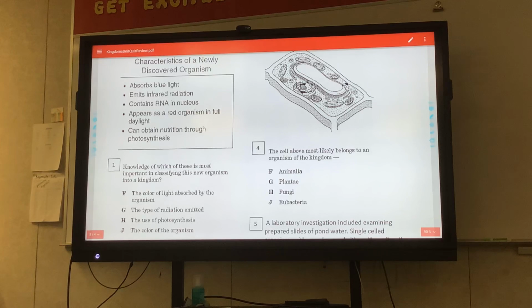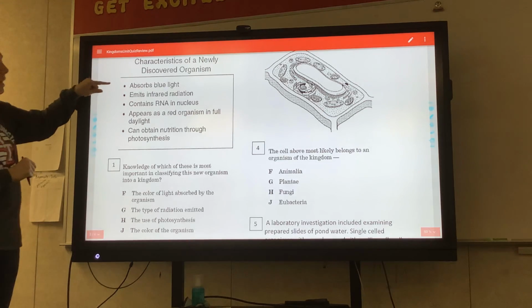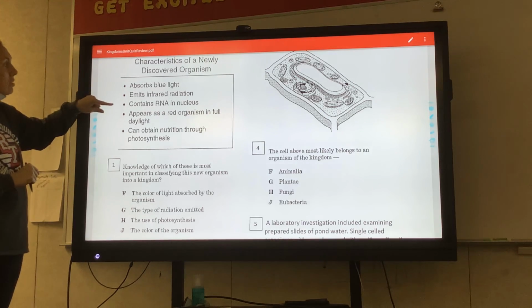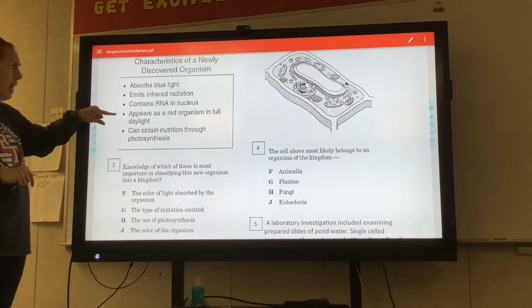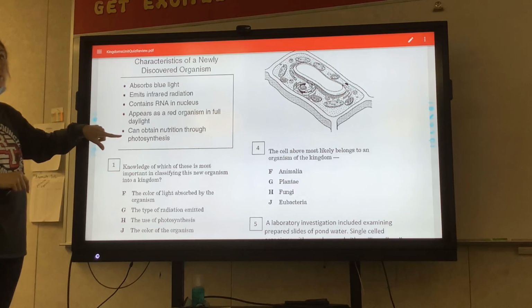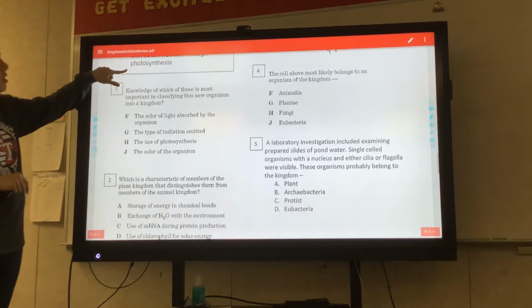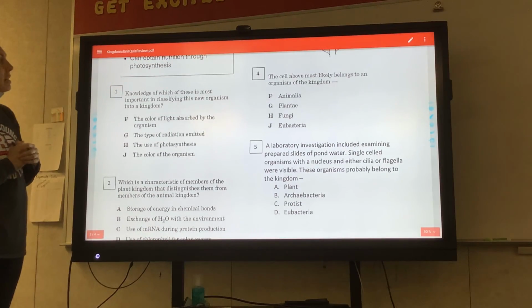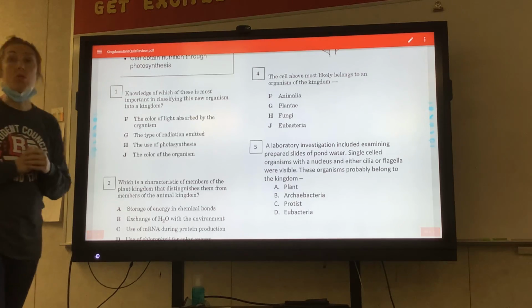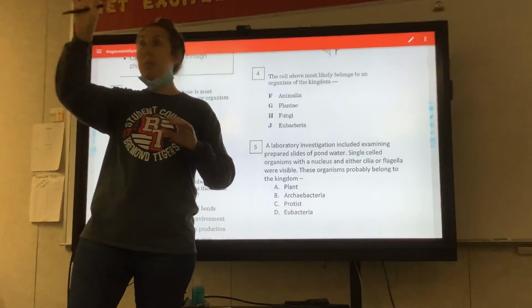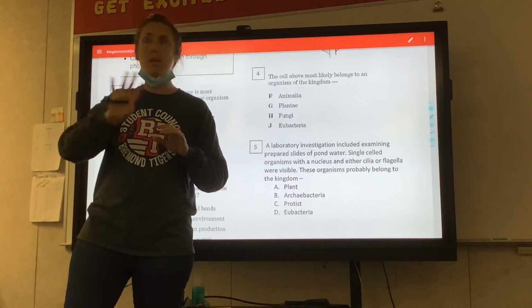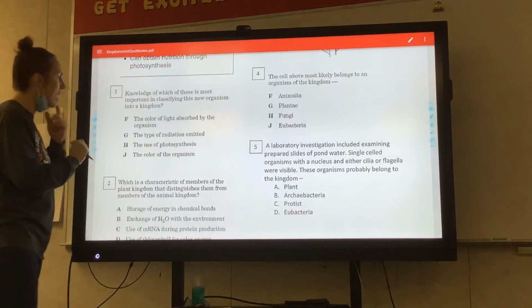Characteristics of a newly discovered organism: absorbs blue light, emits infrared radiation, contains RNA in the nucleus, appears as a red organism in full daylight, can obtain nutrients through photosynthesis. Okay. Knowledge of which of these is most important in classifying this new organism into a kingdom? So remember the kingdoms we did: animal, plant, fungi, protists, the bacteria. So which one can help us?